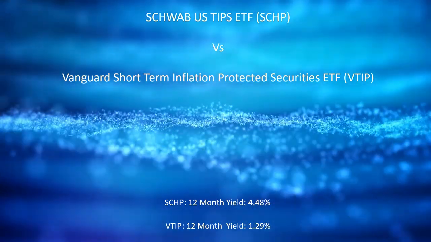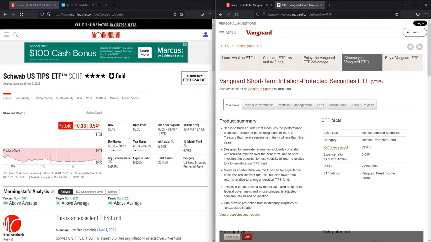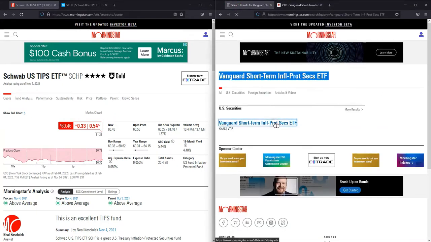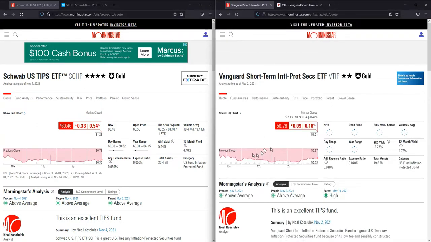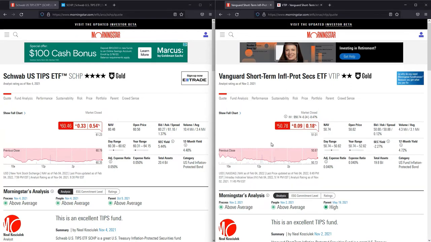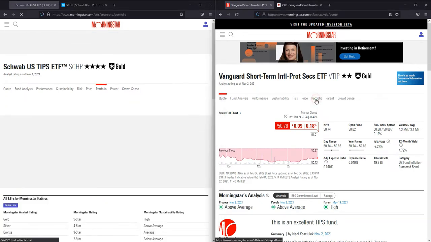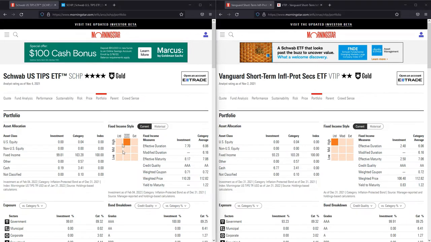Now, let's take a look over at Morningstar. And the first thing we are going to look at is the expense ratio. Now, let me select Vanguard Short-Term Inflation-Protected Securities. Actually, I'm going to do this a little bit out of order. Before I look at the expense ratio, I want to explain the differences between these funds due to their portfolio. So let's take a look at the differences that Morningstar highlights between these two funds.